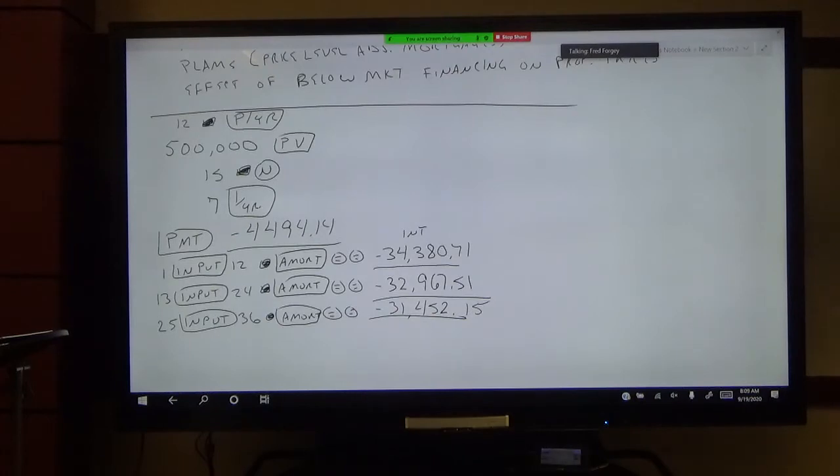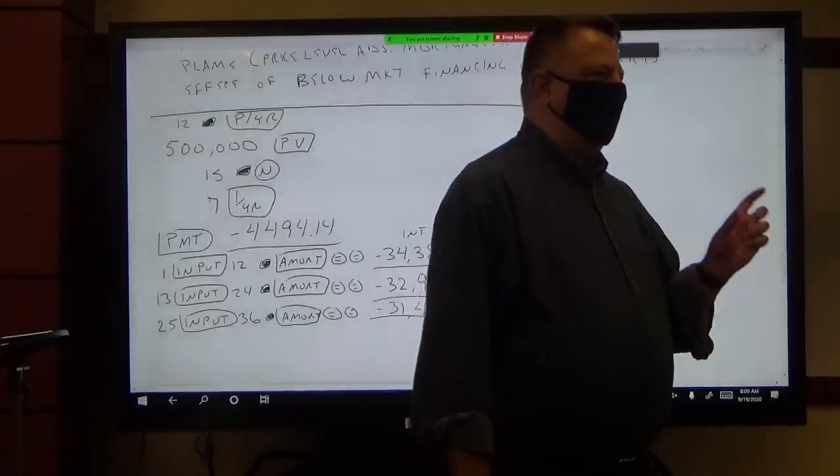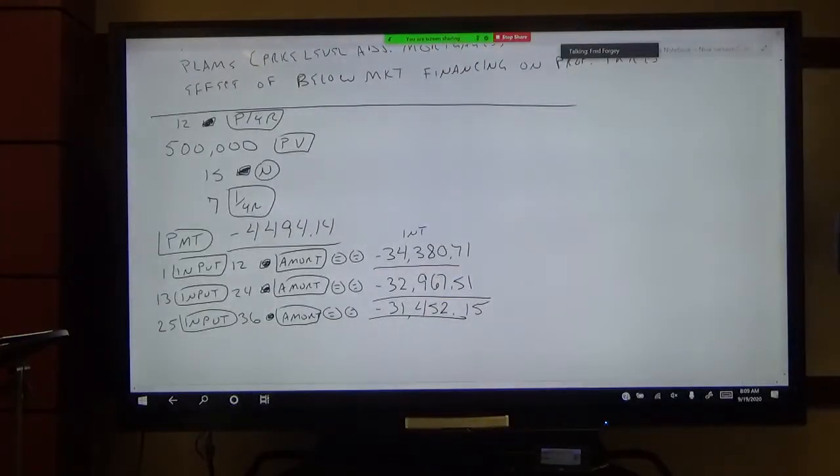Now, does anybody know what the difference is between a tax deduction versus a tax credit? Because there's a big difference here that we're going to talk about in more detail in the investments course, but right now, the difference between a tax deduction and a tax credit. What's the difference? Anybody?